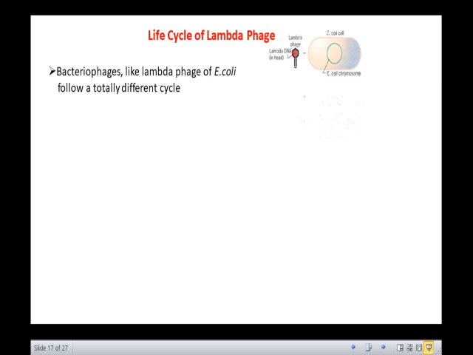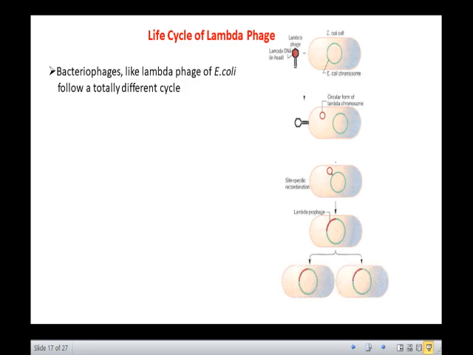In this cycle, the viral genome is injected into the host cell. But instead of arresting the host cell, the viral genome is integrated into the host cell genome. Every time the host cell genome replicates, the viral DNA is also replicated along with it. Thus, the viral DNA gets a free ride along with the host cell. The viral DNA can remain in the host cell for very long periods. This relationship between the host cell and the phage is called lysogeny.